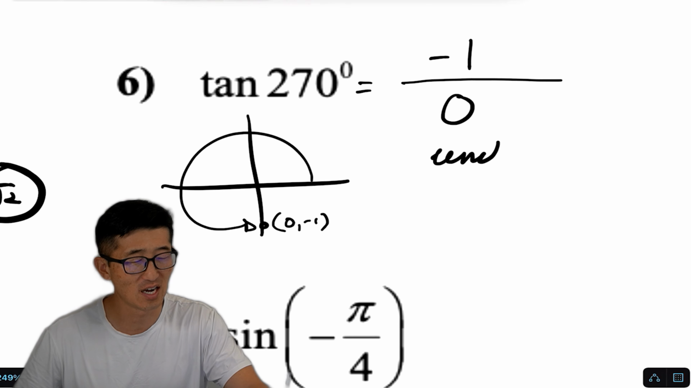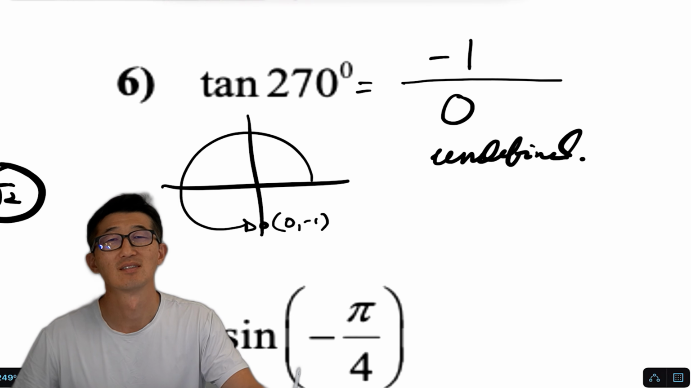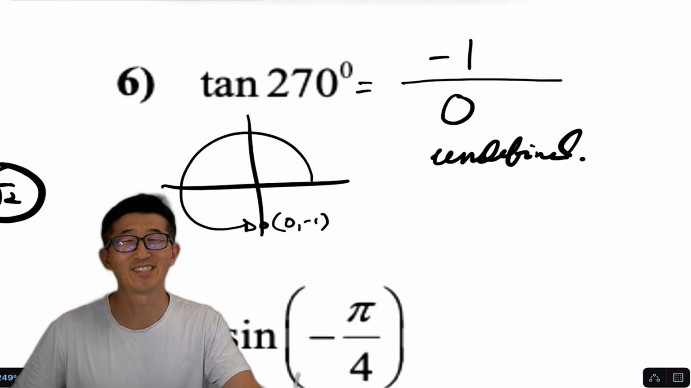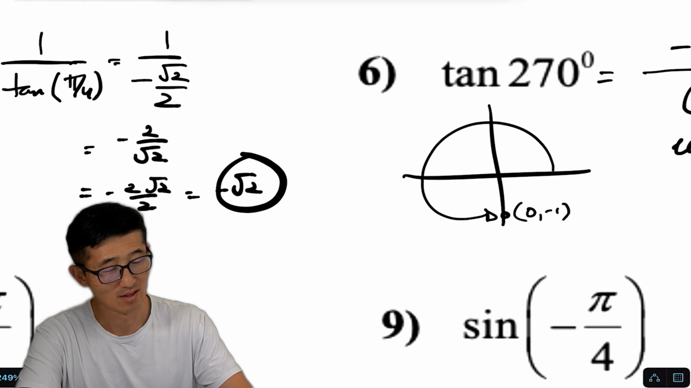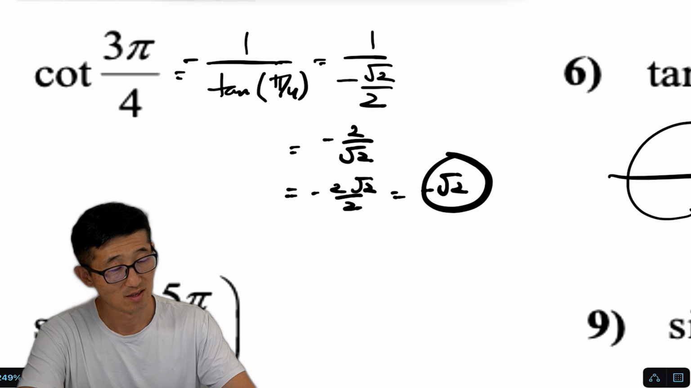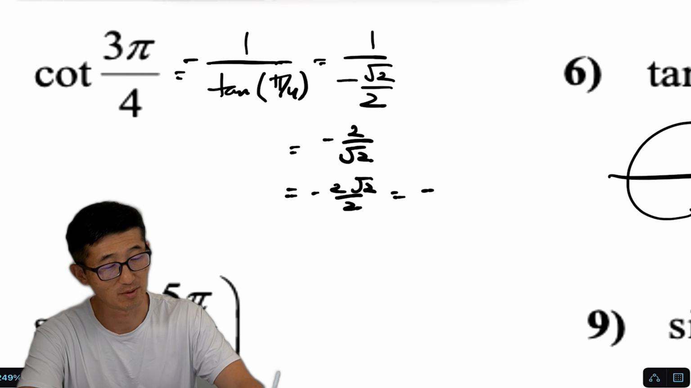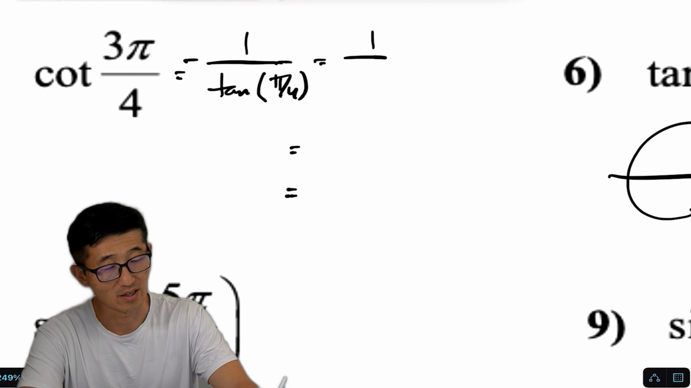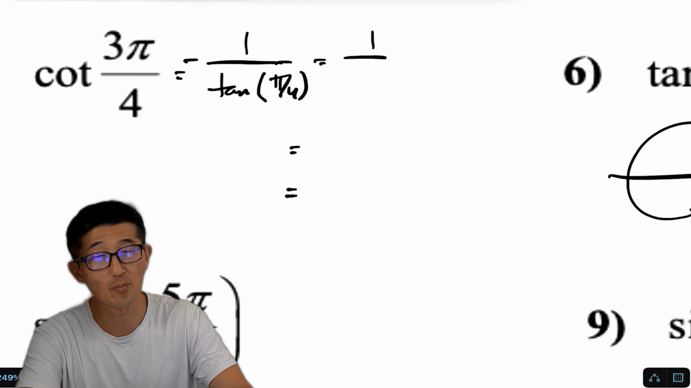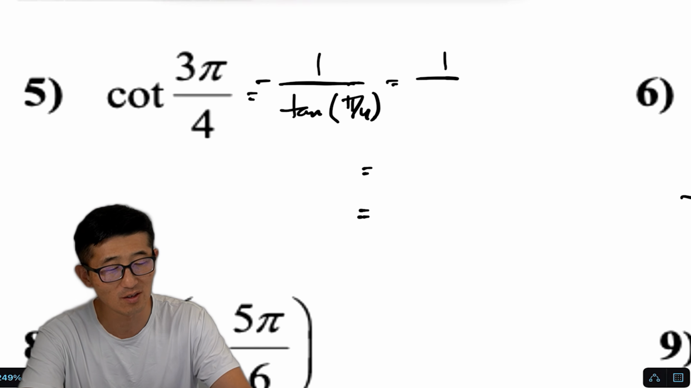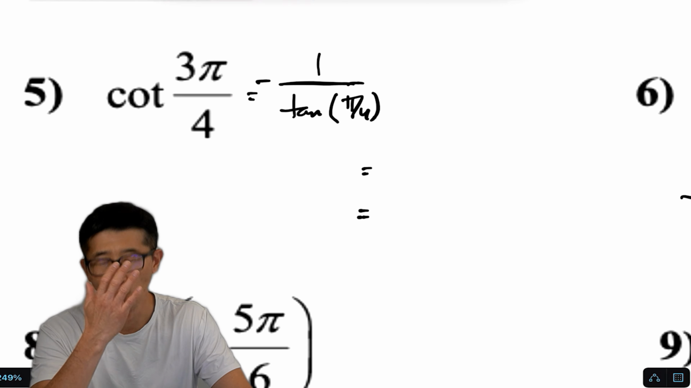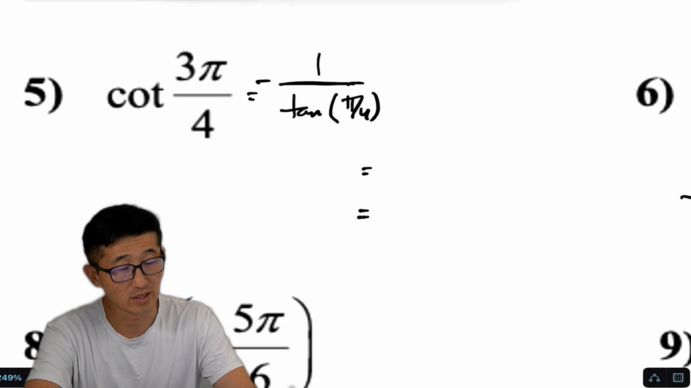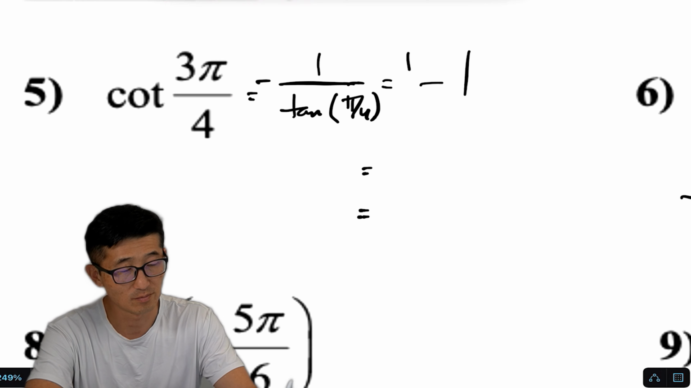Undefined. Wait, isn't problem 5 -1? No, it isn't, because it's rise over run. Oh my goodness, yes. Sorry. Negative 1 over 0. No, that was problem 6. Let me go back. I did number 5 totally wrong. What was I thinking? So tangent of pi over 4 is 1.